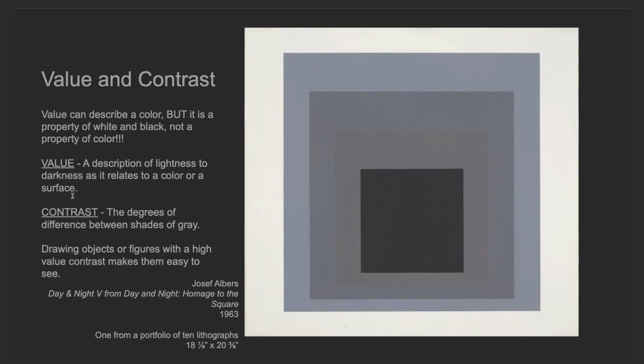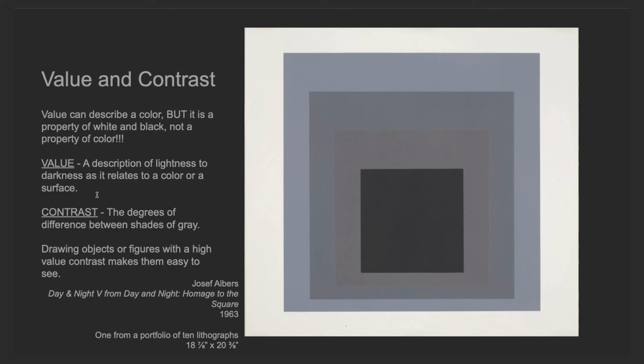Value is a description of lightness to darkness as it relates to a color or a surface. Contrast is the degree of difference between shades of gray. Drawing objects or figures with a high value contrast make them easy to see. Okay, so value, again, a description of lightness to darkness as it relates to a color or a surface.